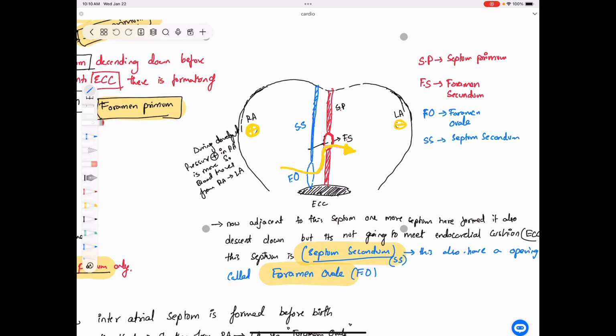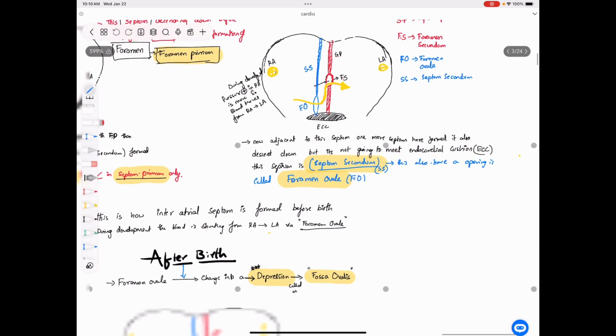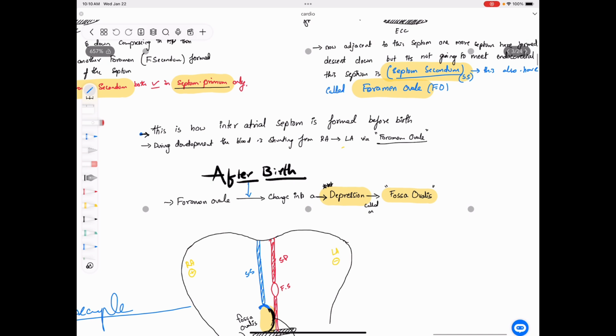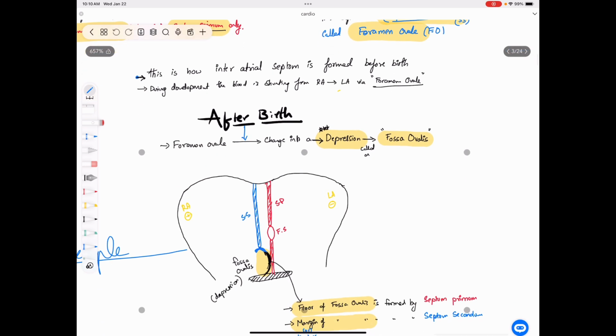And now we'll talk about after birth. You see here, now interatrial septum is formed before birth, and during the development, the blood is shunting from right atrium to left atrium via foramen ovale. So after the birth, what will happen? At birth, when the baby takes its first breath, pulmonary circulation starts. It increases the pressure in the left atrium, which causes the septum primum to be pushed against the septum secundum.